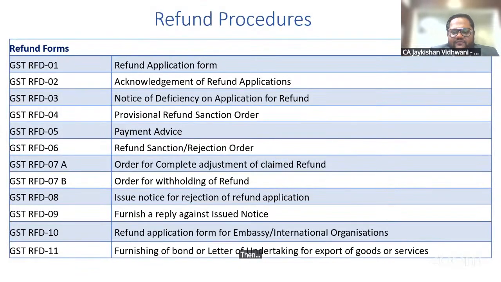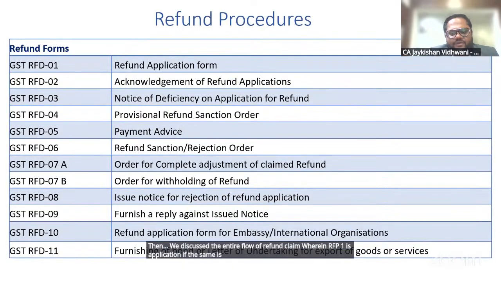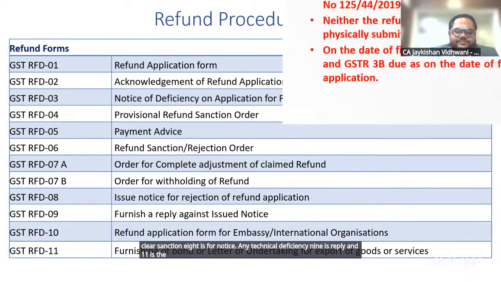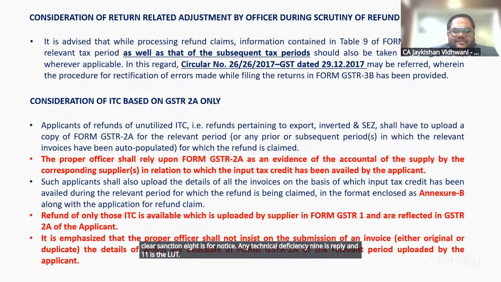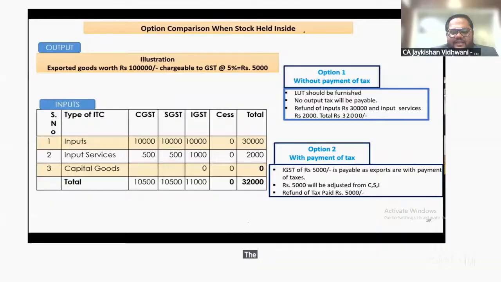Then we discussed the entire flow of refund claim, wherein RFD 1 is the application. If the same is accepted, in RFD 2 an acknowledgement is issued. If there is any clerical deficiency, then RFD 3 will be issued. RFD 4 is the provisional grant of 90% refund. RFD 5 provides the payment advice. RFD 6 is the order of rejection and sanction. RFD 8 is for show cause notice and any technical deficiency. RFD 9 is the reply, and RFD 11 is the LUT. So once this is done, the refund of export was completed.